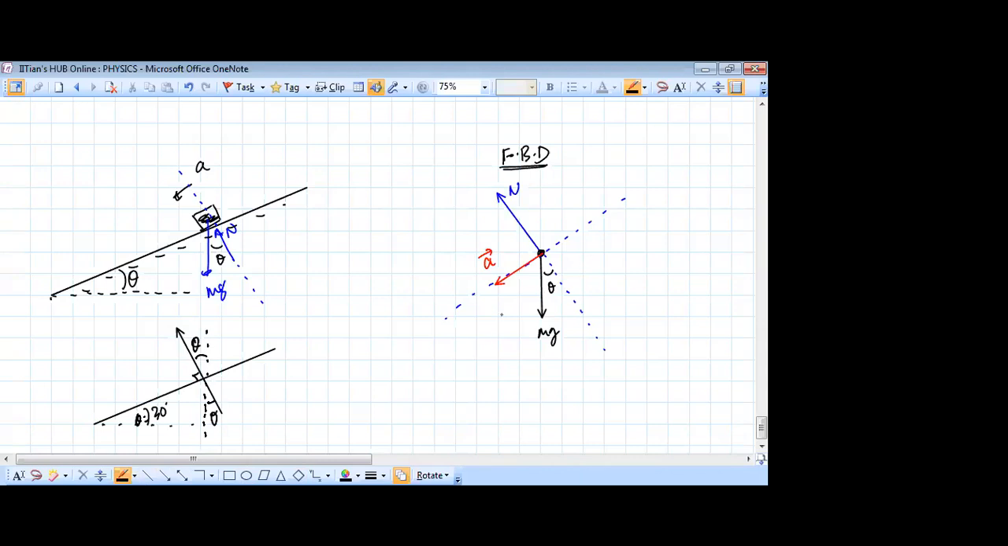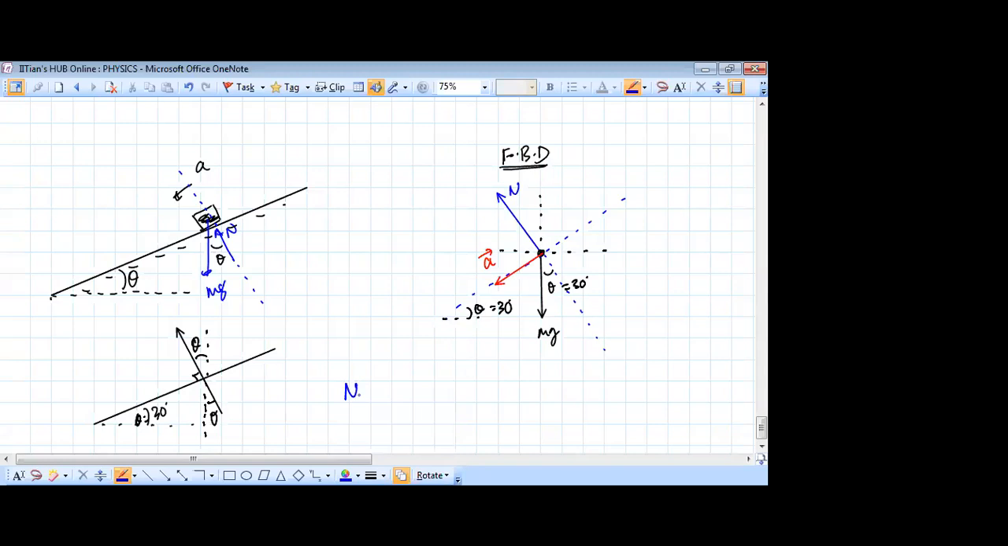So this picture, now just fix it in your mind that the angle between the normal direction, the perpendicular direction, and the vertical direction is always theta, the same as the angle of the inclined plane with the horizontal. Whatever this angle is, this angle is the same. Okay. So the free body diagram is there.